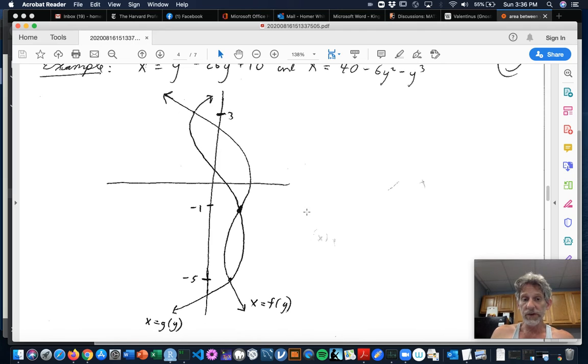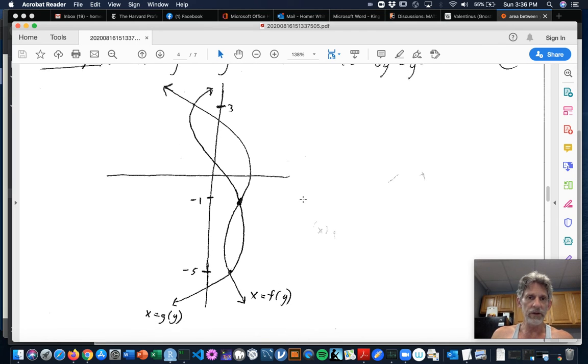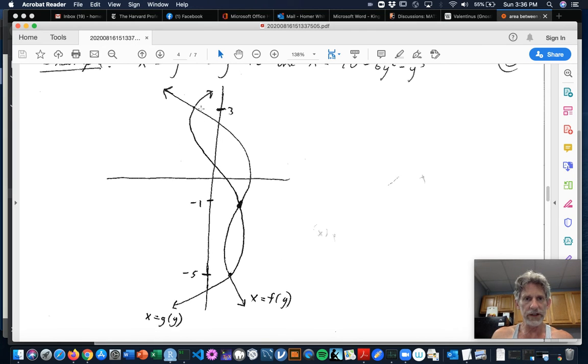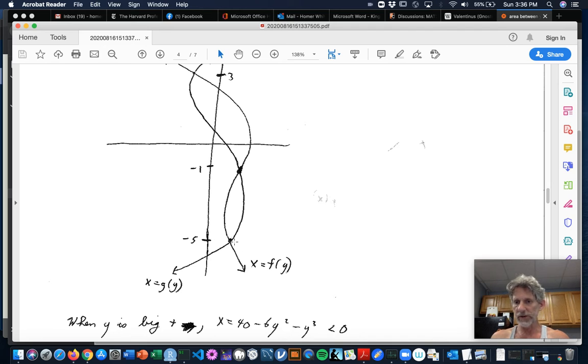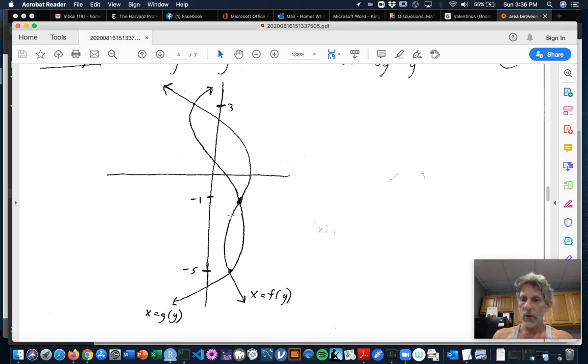They are telling you some things, though, that are nice. They're telling you that the f and g graphs intersect when y is 3, when y is -1, and when y is -5. So that's nice. Let's say we want to find the area between the two curves. So it's this top little banana shape plus this bottom little oval shape. That's the region whose area we want to find.